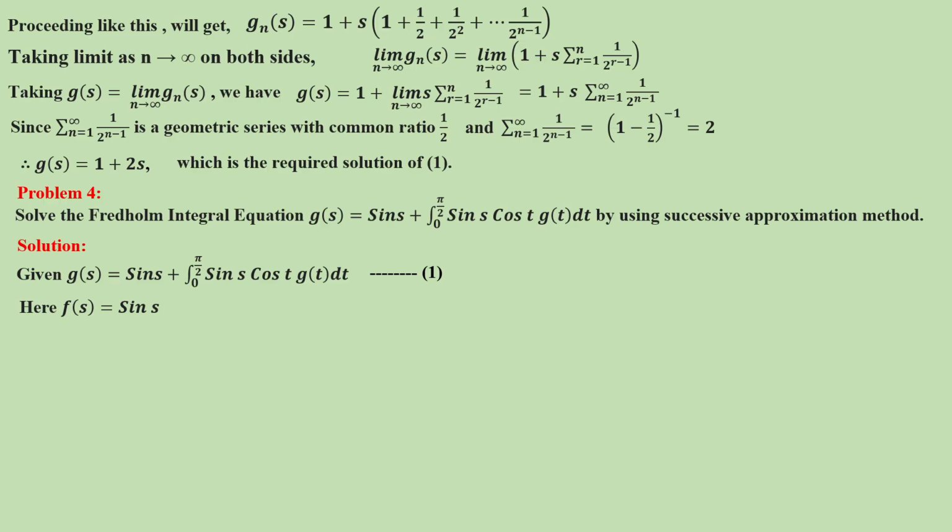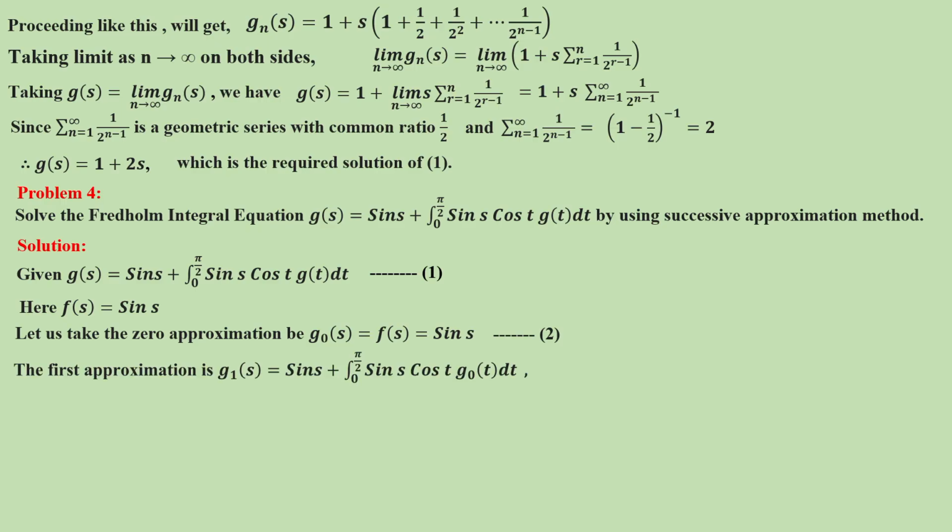Here f of s is first term, right? Sin s, right? Let us take the zeroth approximation. g naught of s is f of s, right? That is equal to sin s. This is equation number 2. Now first approximation, so g1 of s is equal to sin s plus integral 0 to pi by 2 sin s cos t, replace g of t by g naught of t dt, right? So substituting the value of g naught of t from 2, sin s plus sin s integral 0 to pi by 2 cos t sin t dt.